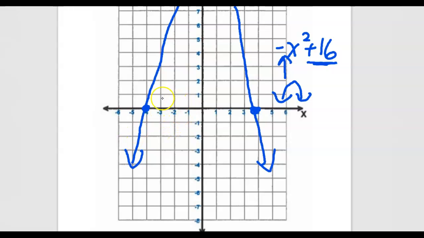Now sometimes your x-intercepts may be different numbers. It could have been negative 3, positive 5. So it could be different values. It just depends upon your equation. Try to find some of the x and y intercepts based on the equations, and then let me know if you have questions.